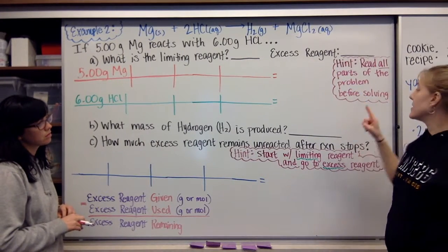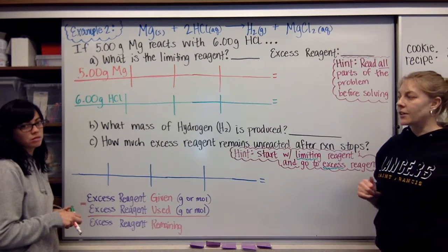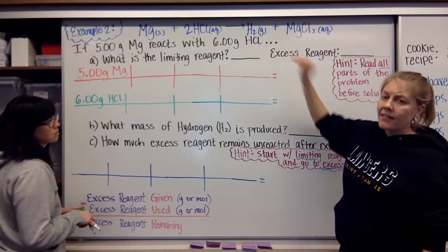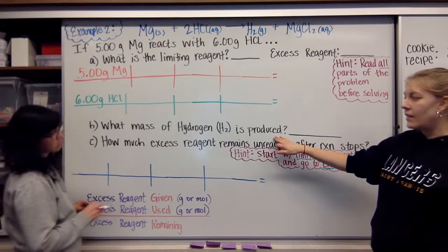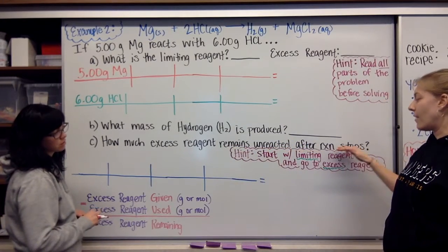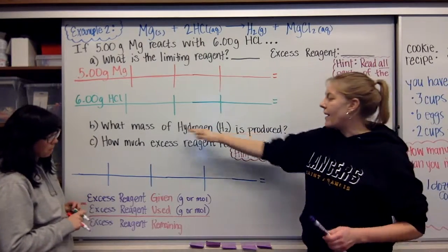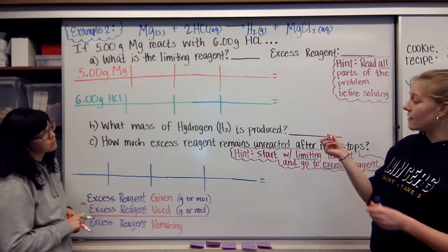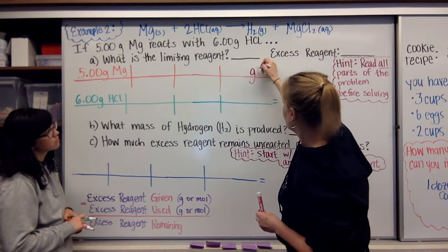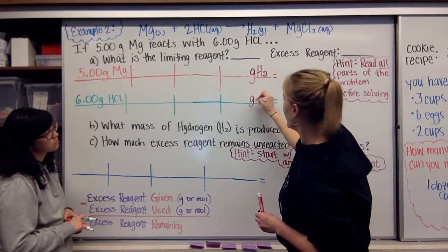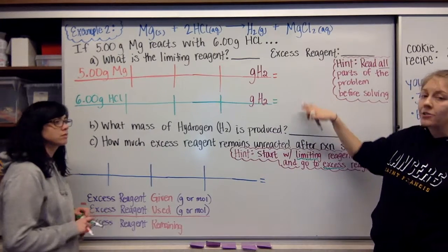Okay, now look at my hint. Read all parts of the problem before solving. So let's take a look at the next 2 problems. We're trying to find the limiting and excess reagent. What mass of hydrogen is produced? Okay, and how much excess reagent remains after the reaction stops? This is the one where it's very important. What mass of hydrogen is produced? That means, ultimately, we want this to be mass of hydrogen that we're left with, okay? Because the next problem asks us what mass of hydrogen is left.